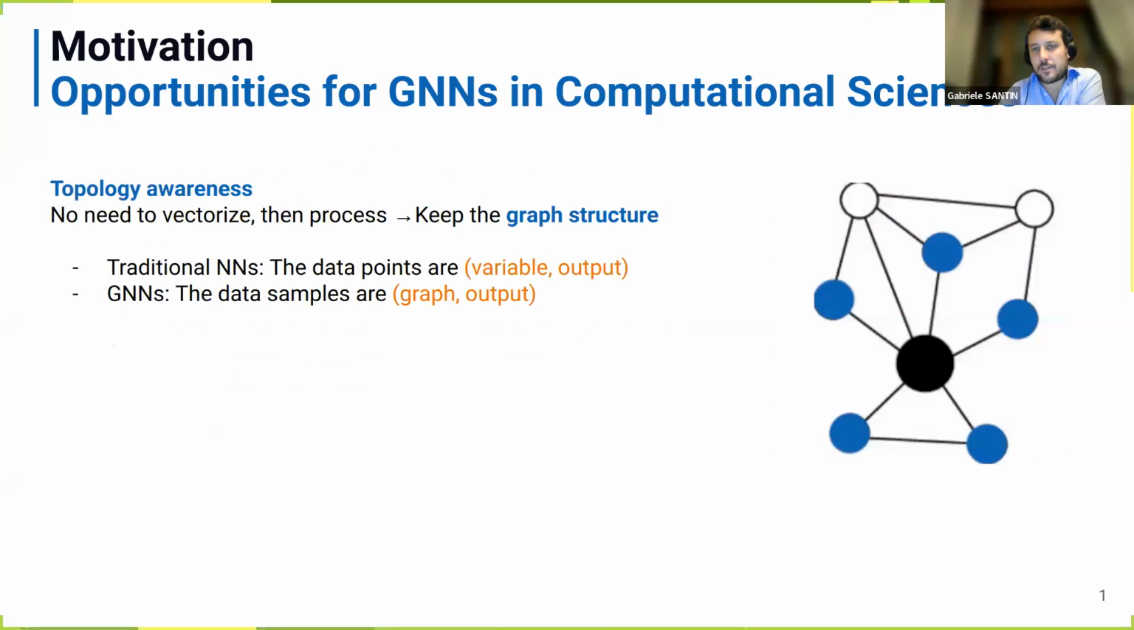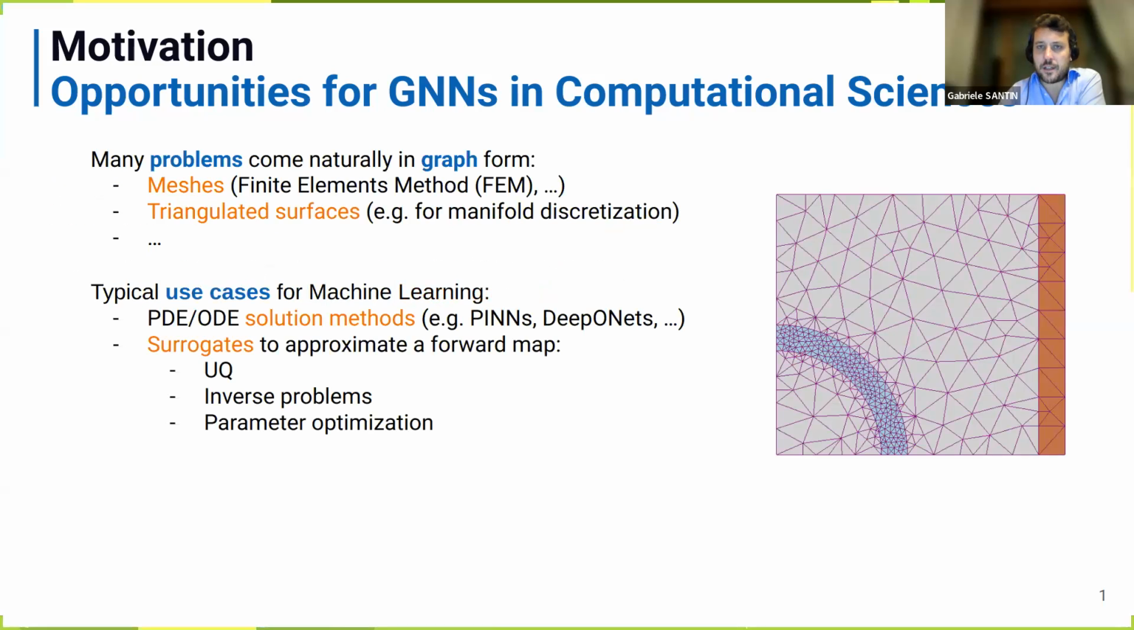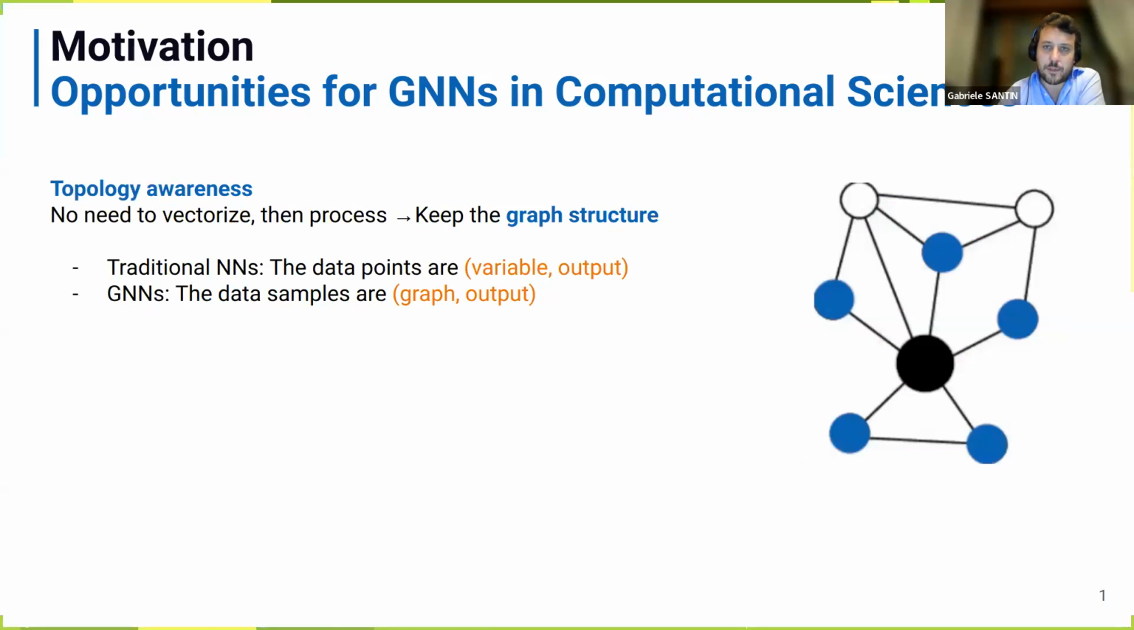And so there are also very, very specific opportunities for GNN, especially when talking about computational sciences, but these apply to any kind of data defined on a graph. So what GNN offer are a couple of really strong pluses, and one is topology awareness. What does it mean? Usually, if you want to apply a plain neural network, this is what I was mentioning a couple of minutes ago.